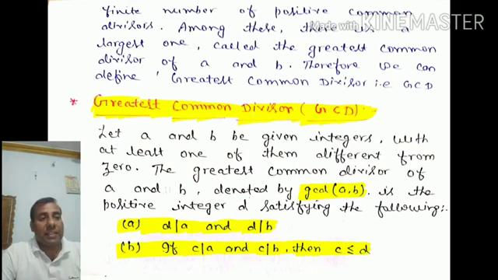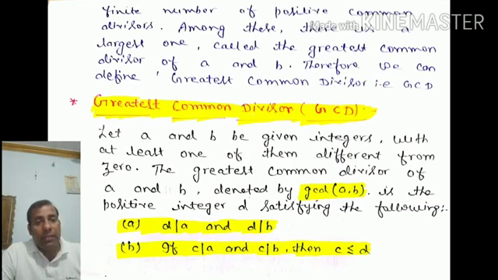Among these there is a largest one called the greatest common divisor of a and b. Suppose we have taken the numbers 6 and 12. Then the divisors of 6 are 1, 2, 3, 6, and the divisors of 12 are 1, 2, 3, 6 and also 12. The common divisors will be 1, 2, 3 and 6, and out of these common divisors there will be a largest divisor, that is 6. So now we are able to define the term greatest common divisor, that is GCD. Let us see the definition.